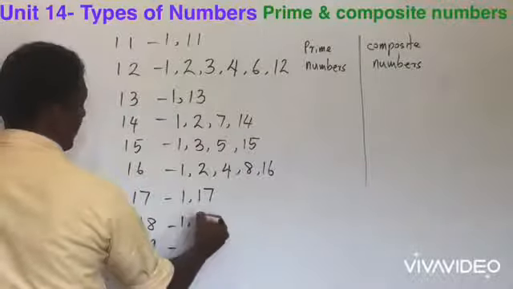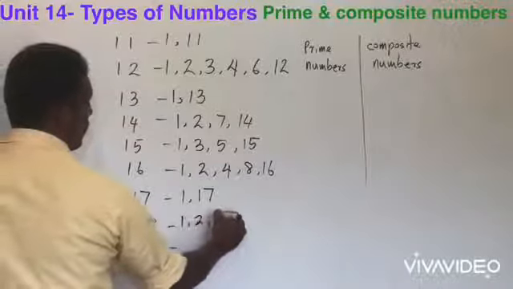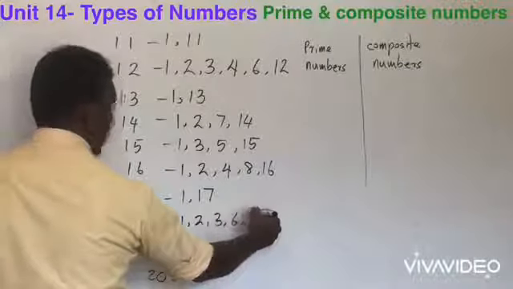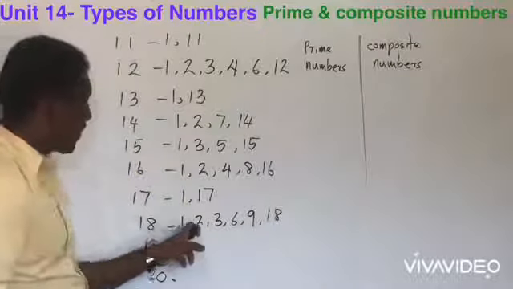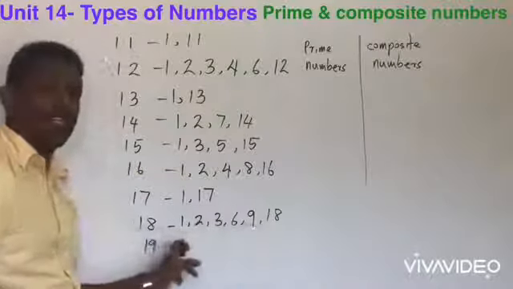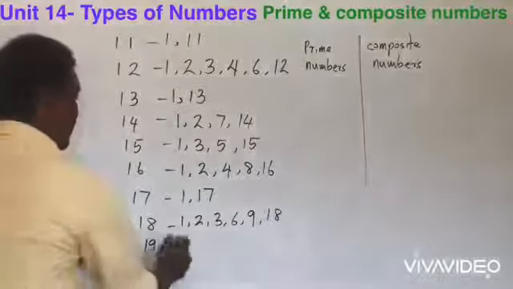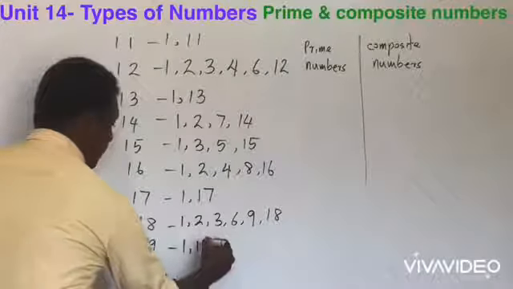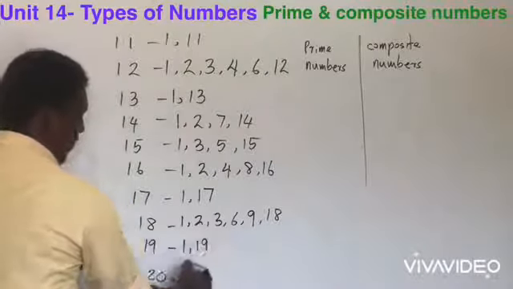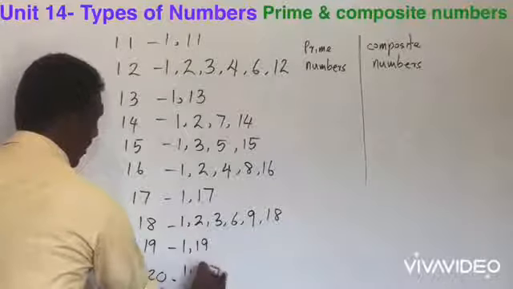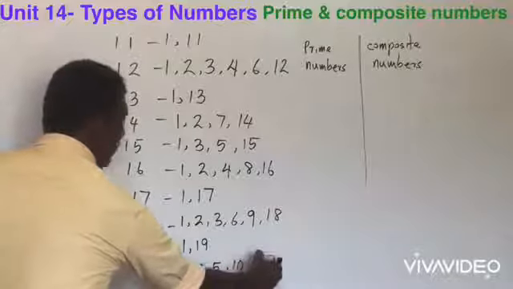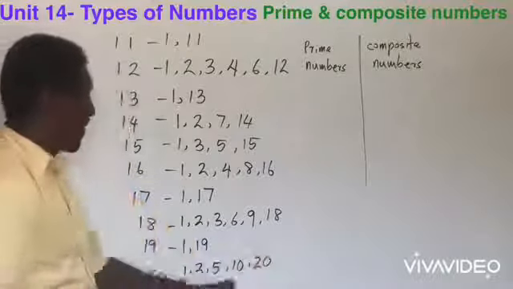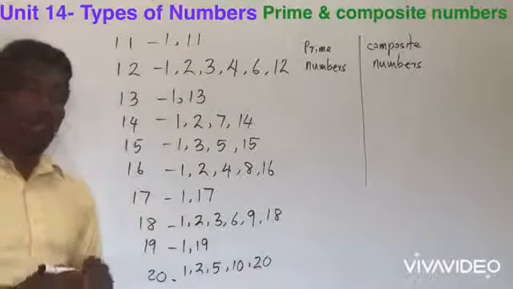Then 17 also has only 2 factors. Then 18, it's divisible by 1, 2, 3, 6, 9, and finally by 18. 18 is divisible by all these numbers. Then 19, it's divisible by only 1 and 19. Then 20 finally, it's divisible by 1, then 2, 5, 10 and 20. These are the factors of 20, right?